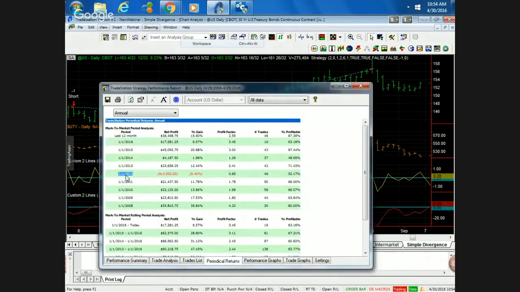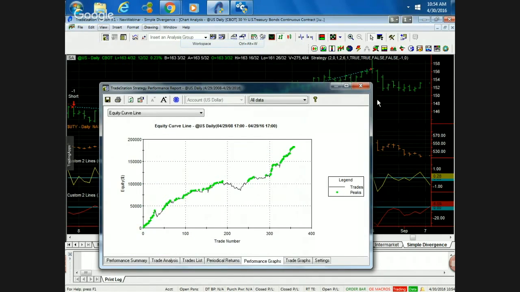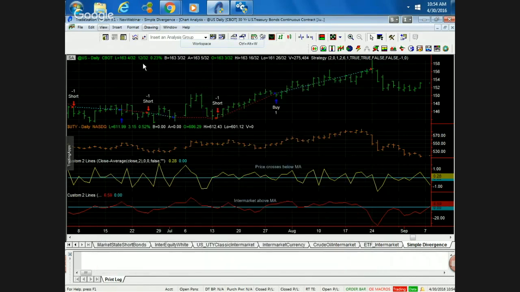And those are the annuals. You can see only 2012 was in the hole. Yeah, 2012 was a losing year. It's very impressive results. And there's the equity curve, an amazing looking equity curve. To put something like this together really was pretty simple.